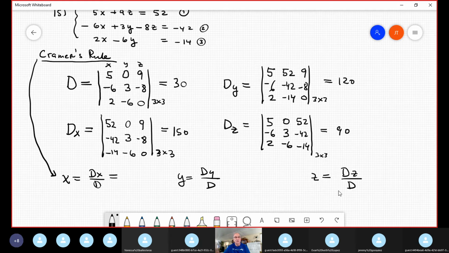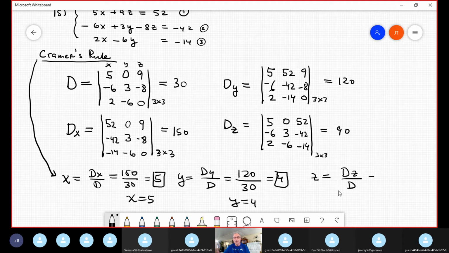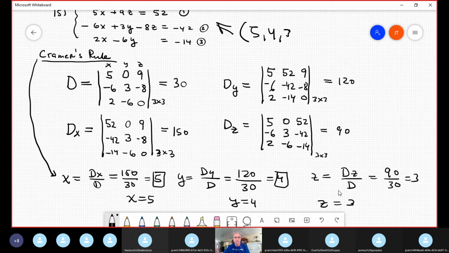So dx is 150 divided by 30, and 5. Okay, I get x equal 5. It's my first solution. The second is 120 over 30, and 4. Y is equal 4. And z is 90 over 30, is equal 3. And the solution for this system is the ordered triplet 5, 4, 3, exactly like the option A in the handout. Any question?